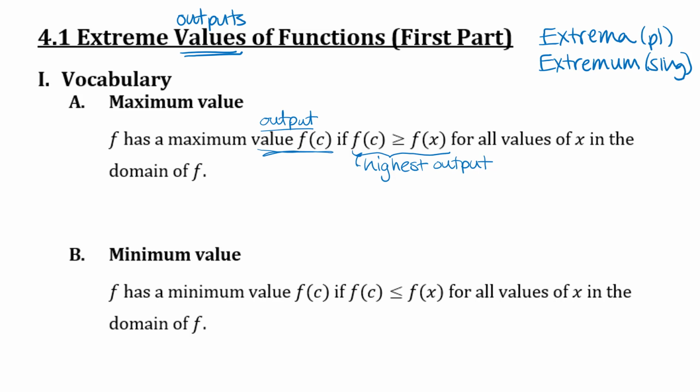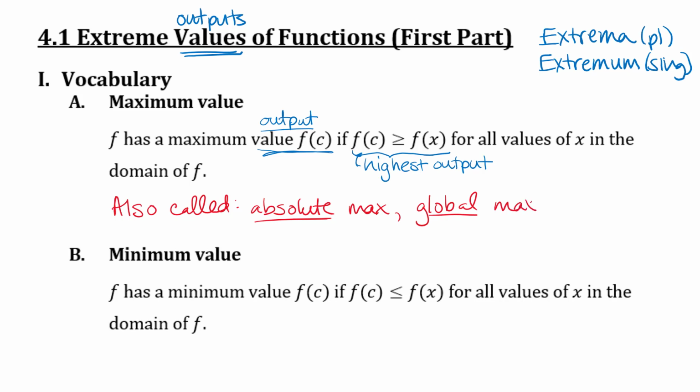All right, there are a couple of other words that we sometimes use to talk about this maximum value of a function. This sometimes is also called an absolute maximum value of a function, or I'm just going to write absolute max. Also sometimes called a global max. So anytime you hear any of those words, maximum value, absolute maximum, or global maximum, we're talking about the highest output for the entire function.